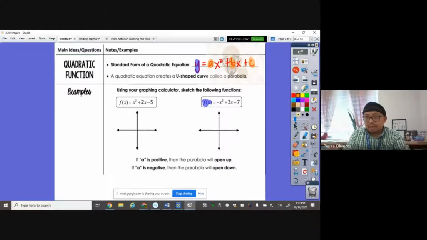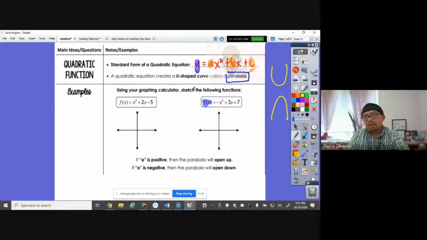A dictates a lot of things here, especially its sign and its steepness. And c there is your y-intercept, okay? We will go into more detail as we go through this video. A quadratic equation creates a U shape. So the graph of a quadratic function or equation is a U-shaped curve, which is called a parabola. Something like this, okay? Or goes like that. How do they differ?